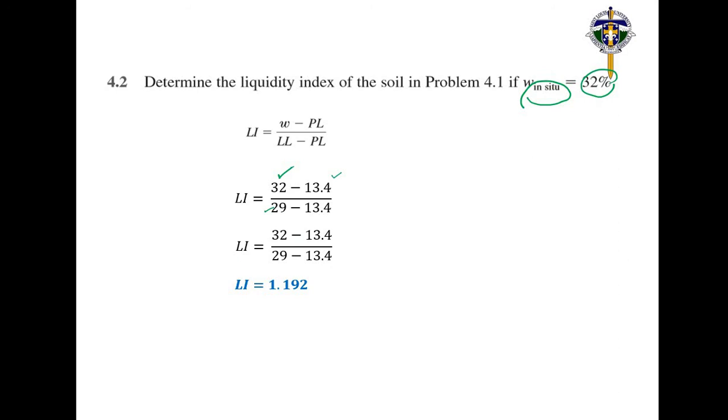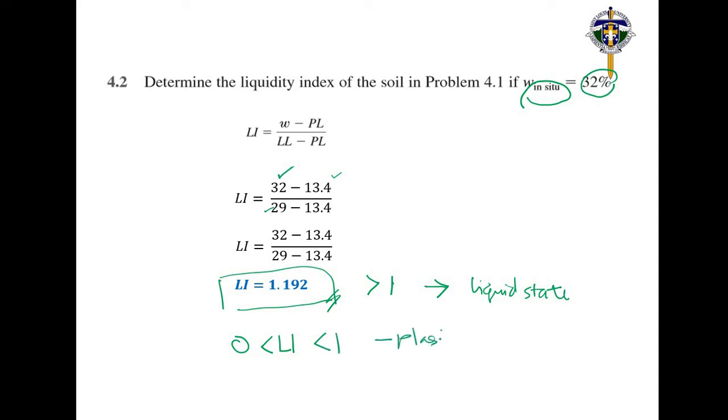So this is simply 1.192. This is greater than 1, meaning to say this is in liquid state. If LI is greater than 0 but less than 1, plastic state. LI greater than 1, liquid state.